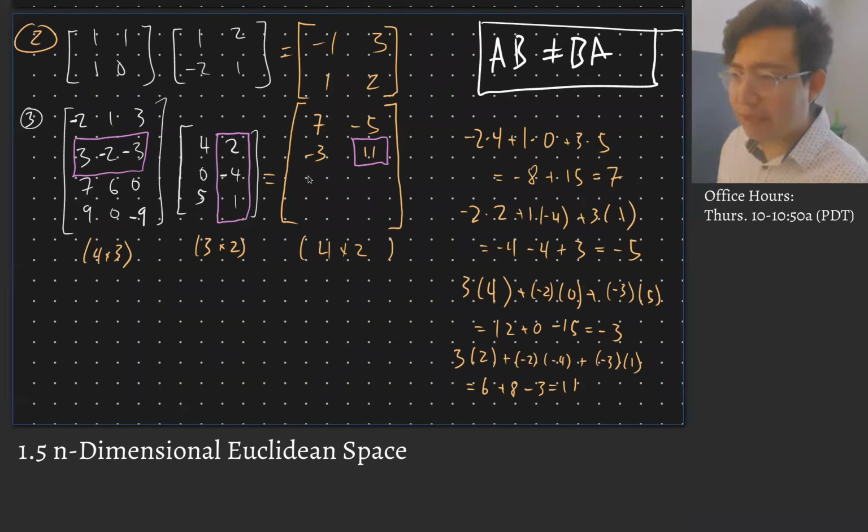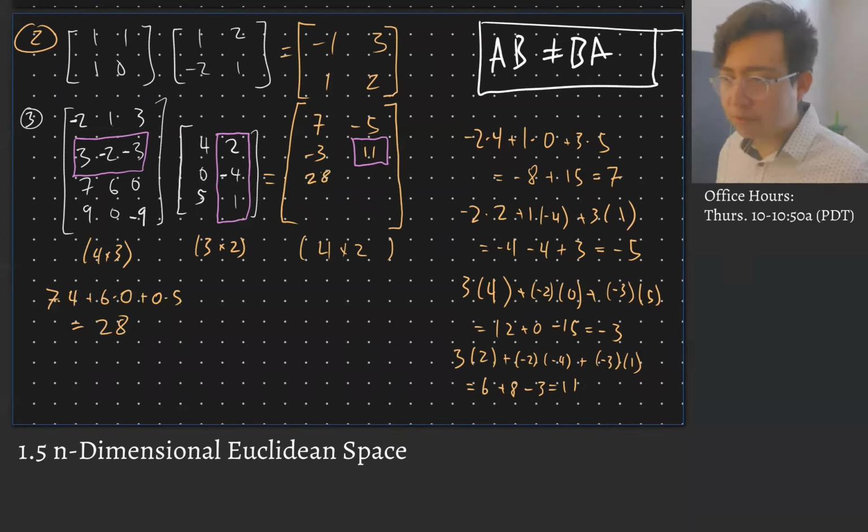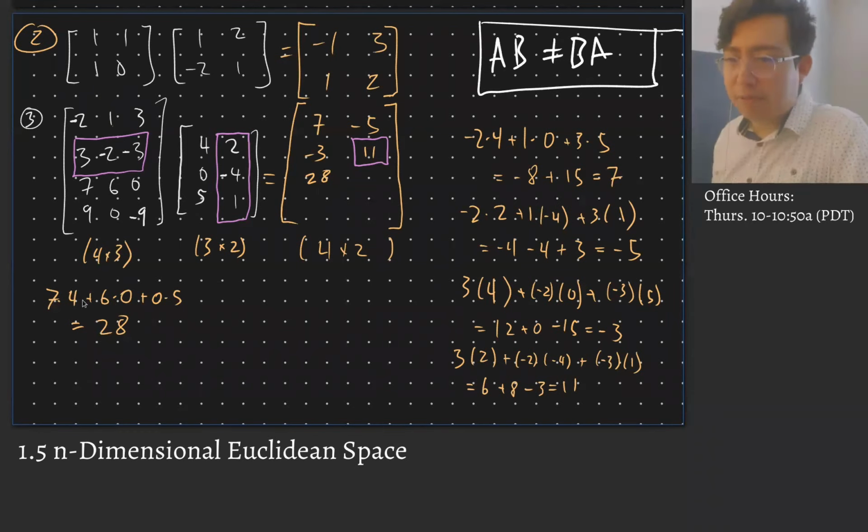Okay, so we have this. We want to get to this entry here. So that's third row, first column. So we do 7 times 4 plus 6 times 0 plus 0 times 5. So this is just 28 plus 0 plus 0. So we end up with 28. Some of these numbers are kind of big, but nothing we can't manage.